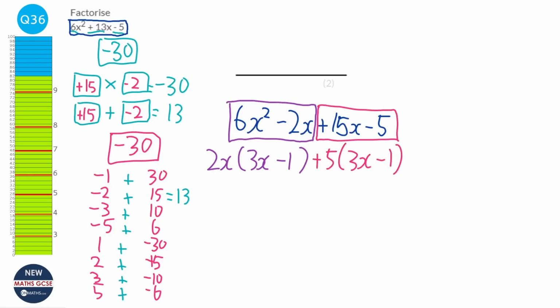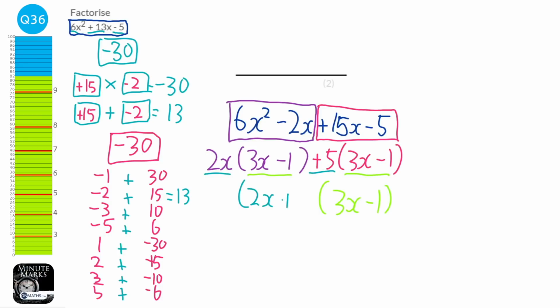These two brackets, it's not a coincidence they're the same. They have to be the same, and we just write them once. They are one of our brackets. If they're not the same, it means you've made a mistake somewhere. And we get the 2x and the plus 5 together. So 2x plus 5, we put them together. So in total, we have the first bracket, which is 2x plus 5, and the second bracket, which is 3x minus 1. And actually, the brackets can be either way around.